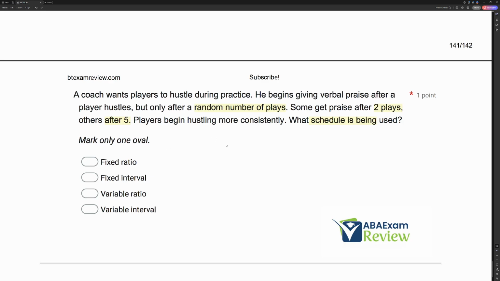Now we have to ask ourselves, is this based on a ratio schedule or an interval schedule? Because we know it's variable. Ratio is based on the number of responses. Interval is on time. We're looking at hustles. So if they hustle for 2 plays or hustle for 5, they're getting reinforced. Hustling is the response, and they've got to hustle a certain number of times. So it's not about the length of time. It's about the number of hustle plays they make. So we're looking at a variable number of hustle responses, which would give us a variable ratio.